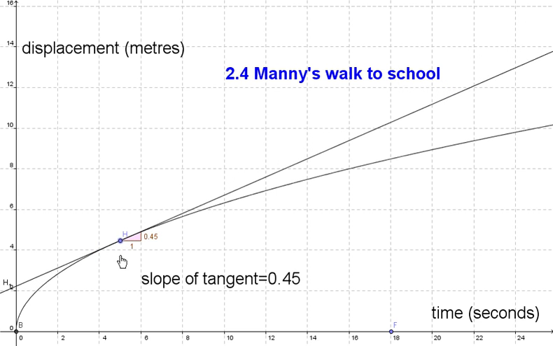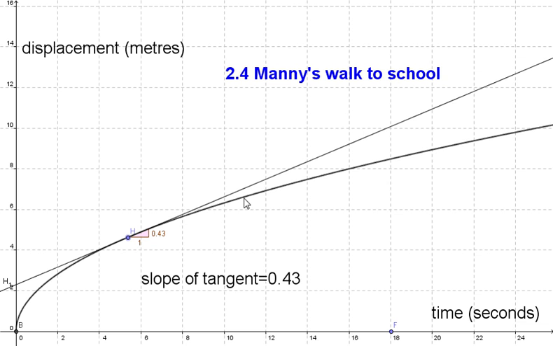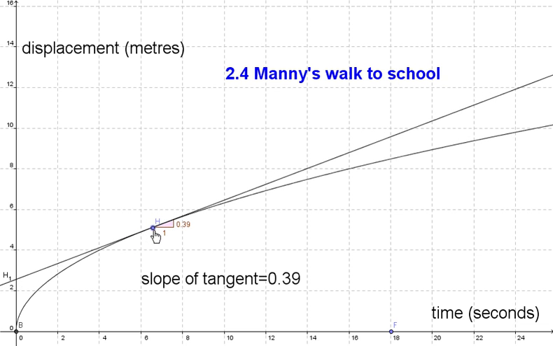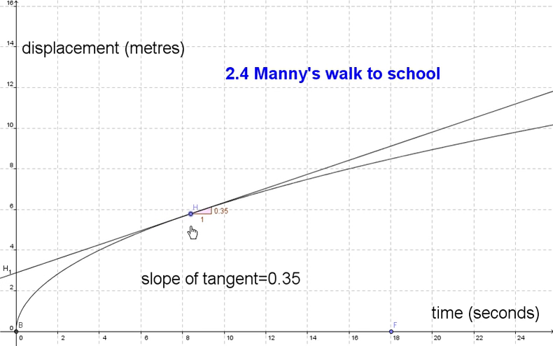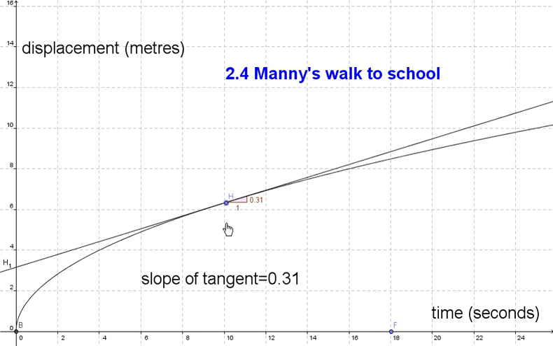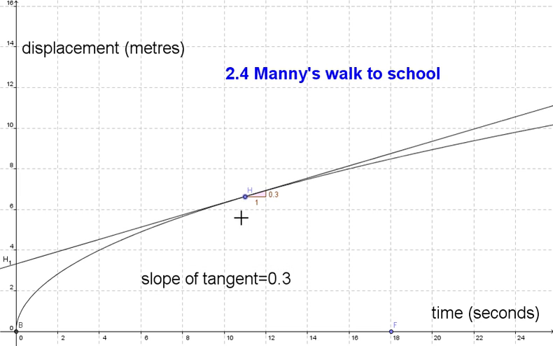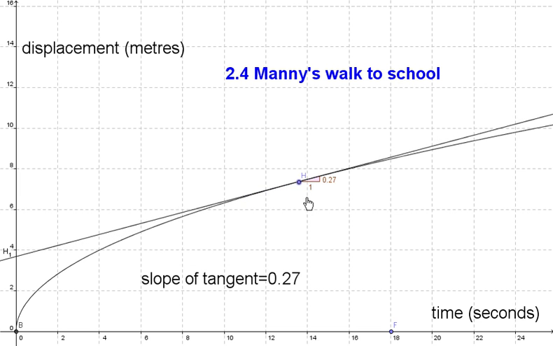So he's still walking towards school, as you can tell by the increasing graph, but the speed at which he's walking, he's constantly slowing down. He's getting slower and slower as he continues to walk to school. And you can see that from the slope of the tangent, or his instantaneous rate of change.